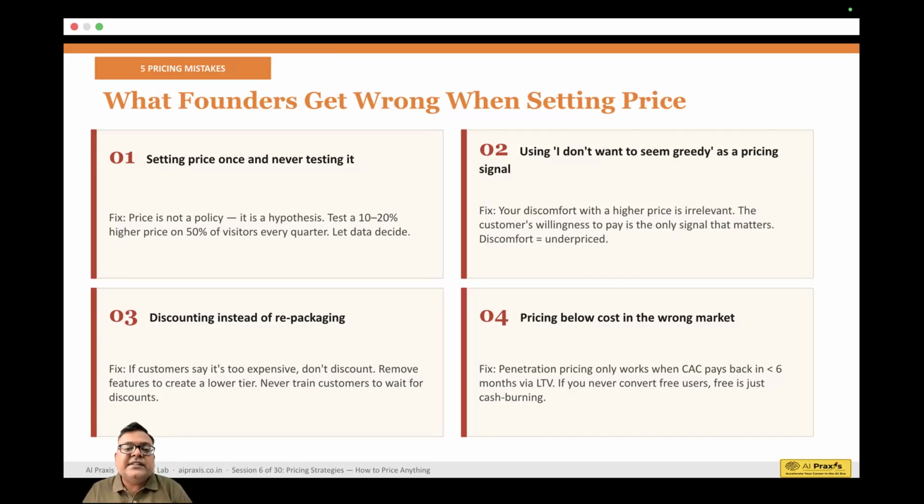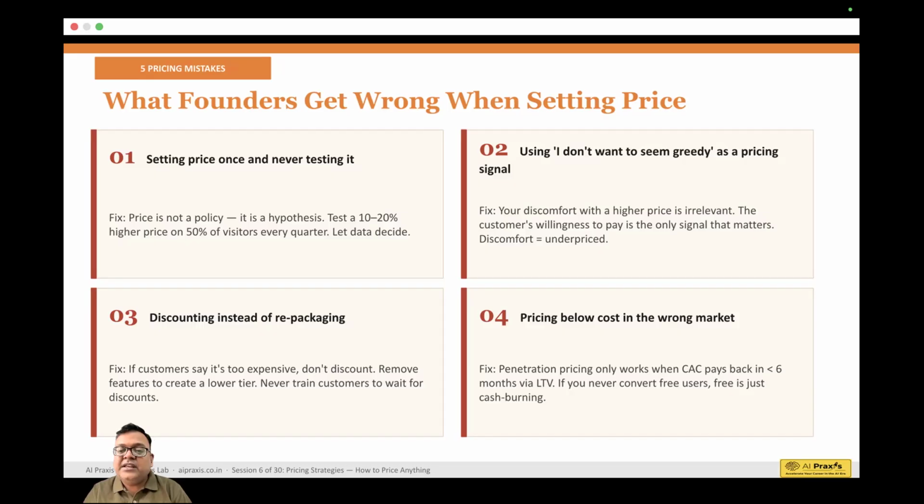So what do founders get wrong when setting price? Setting price once and never testing it. That's one. The fix is very simple. Price is not a policy, it's a hypothesis. Test a 10 to 20% higher price on 50% of visitors every quarter. Let data drive your decision.